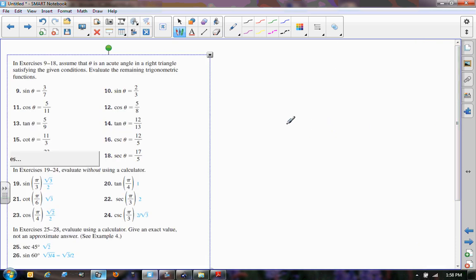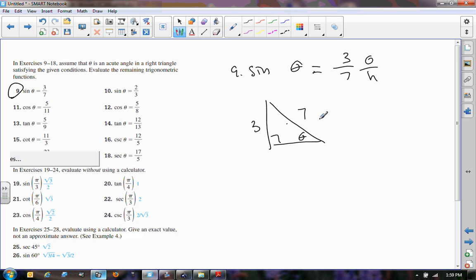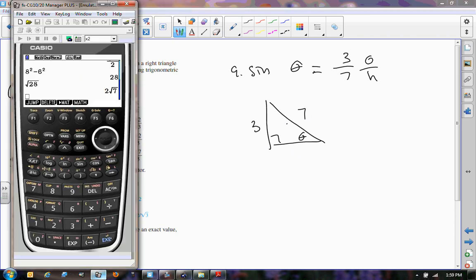All right, every third one. So number 9. It says the sine from where I'm looking is 3 over 7. You need your generic triangle. Sine OH 3 over 7. Pythagorean theorem, because it says evaluate the remaining trig functions. 7 squared minus 3 squared. Take that under the square root. 7 squared minus 3 squared is square root of 40.